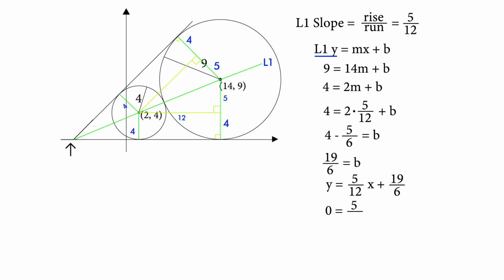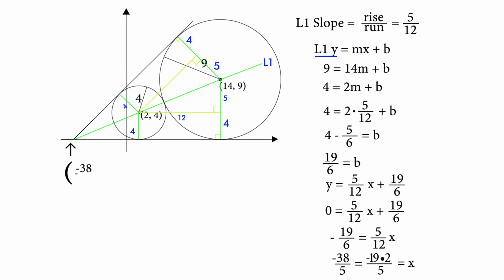So when y is equal to 0, we set that in this equation, and this will allow us to get the x value. So if we do the math here, we got minus 19 over 6 is equal to 5 over 12 x. So x looks like minus 19 times 2 over 5. And that is equal to minus 38 over 5. So that means this point is minus 38 over 5 and 0.